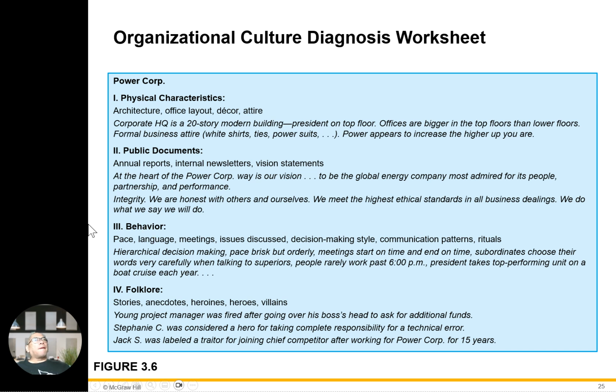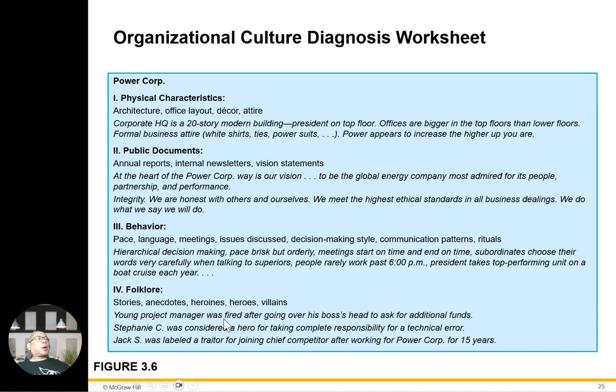Number three, behavior: language, meetings, issues discussed, decision-making style, as well as communication patterns. The hierarchical decisions include face treatment, but overall meetings start on time and end on time. Subordinates choose their words very carefully when talking to superiors, and daily work goes past 6 p.m. The president takes the top-performing unit with good growth each year. The top unit gets to take a boat cruise.